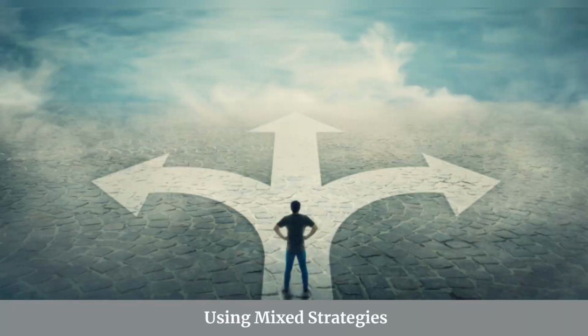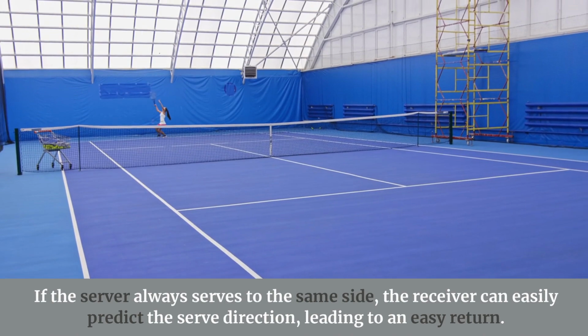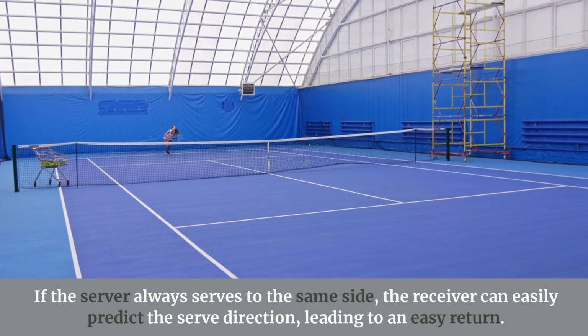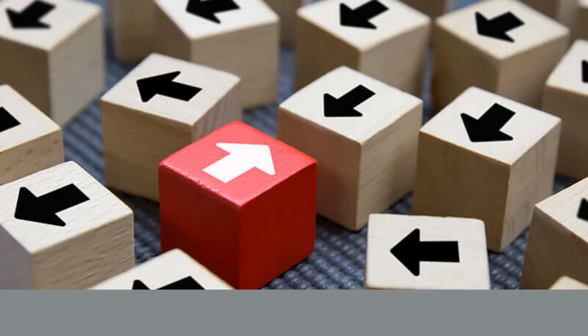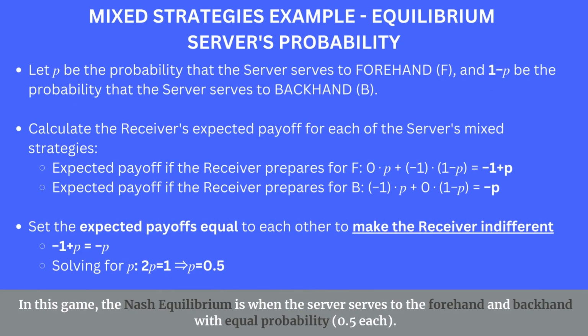Using mixed strategies. If the server always serves to the same side, the receiver can easily predict the serve direction, leading to an easy return. To avoid this predictability, the server can adopt a mixed strategy, choosing between serving to the forehand and the backhand with specific probabilities. In this game, the Nash equilibrium is when the server serves to the forehand and backhand with equal probability, 0.5 each.